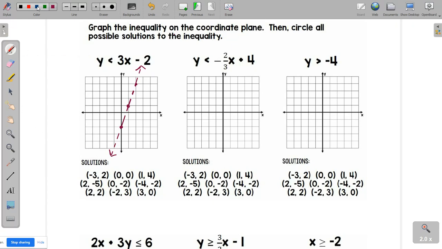And then we are into shading. So we're going to pick a point here. The easiest point to pick is 0, 0. That's not on the line, so it makes the math a little easier to figure out. So we have 0 is less than 3 times 0, 0, minus 2. Is this a true statement? It is not. So we are going to shade the other side.